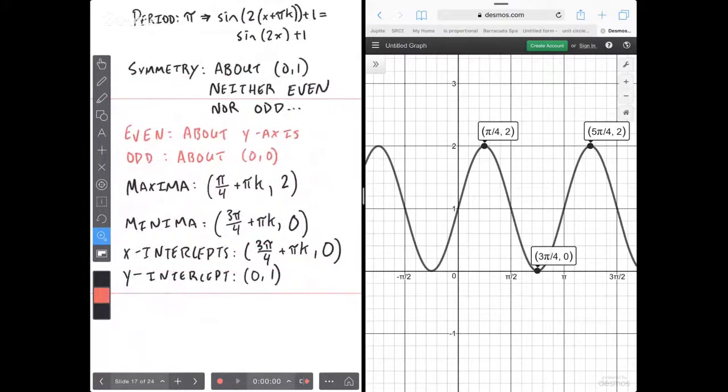Do you have properties for tangent and cotangent? Yeah, I think you do. Yes, Emily? What else do we need? Oh, intervals of increasing and decreasing.